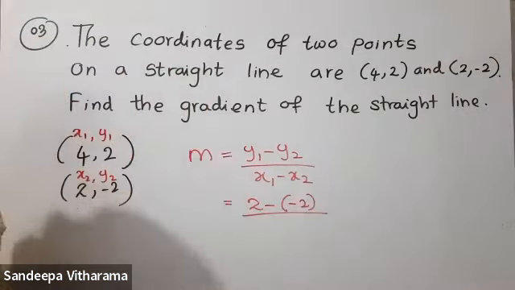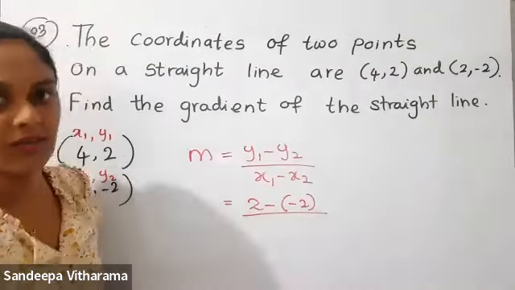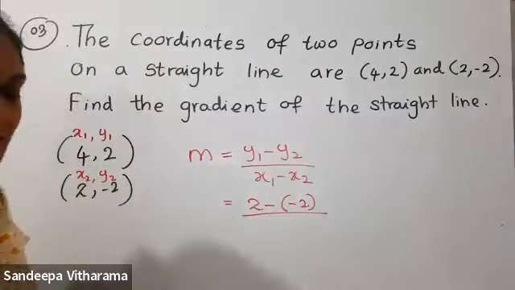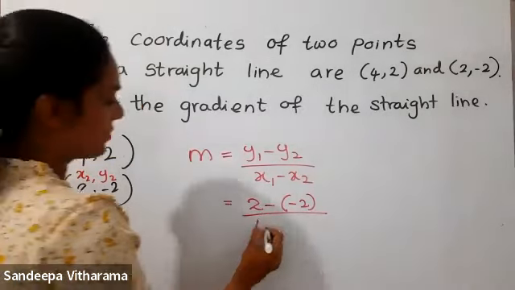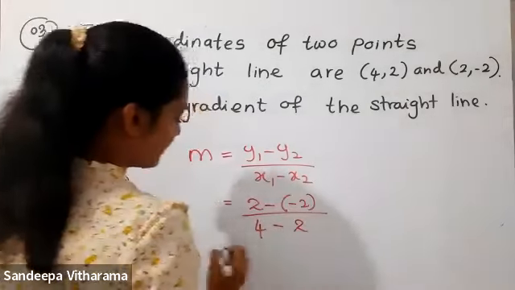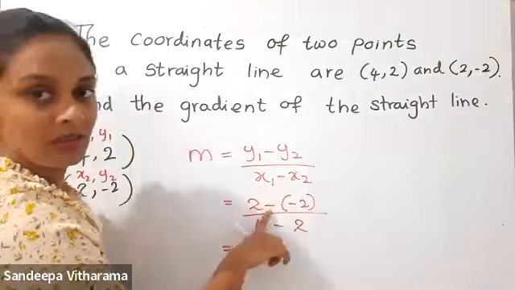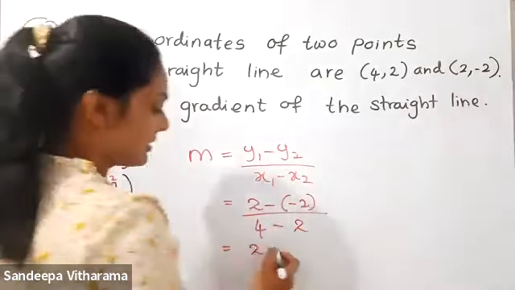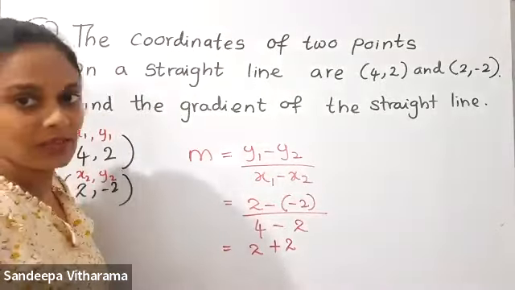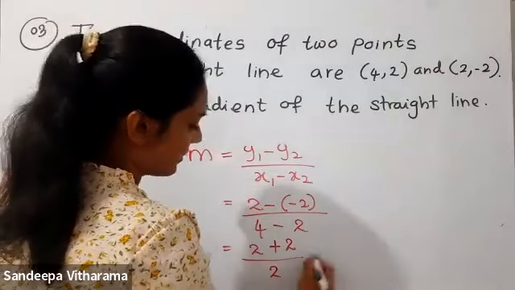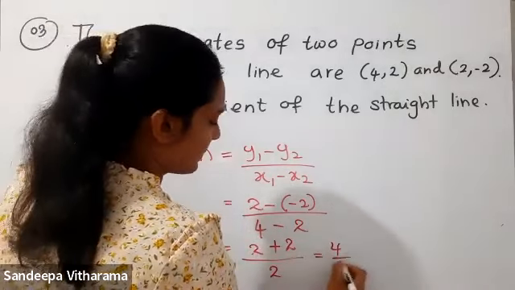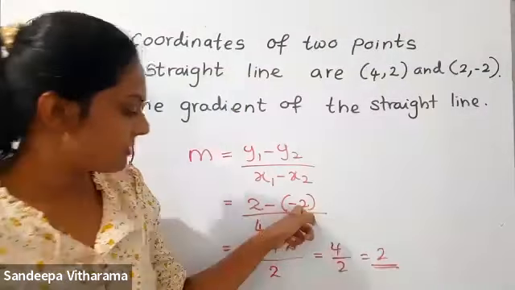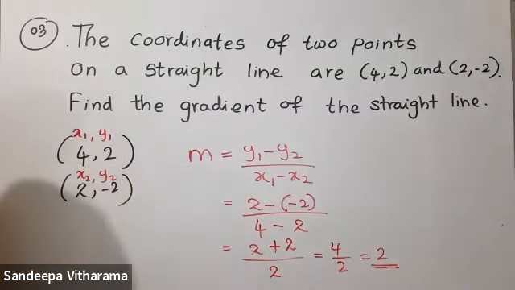Remember, for this substitution part you are given 1 mark in the exam. When you substitute negative values, remember to write them within a bracket. Then x1 is 4, subtract x2 is 2. When there is a subtraction and a minus sign, the signs change and become positive. Then 4 subtract 2 is 2, and 2 plus 2 is 4. 4 divided by 2 is the answer.